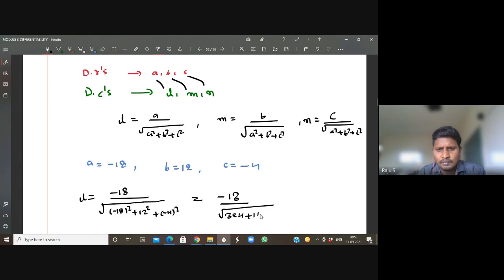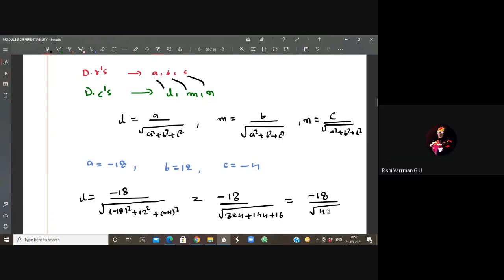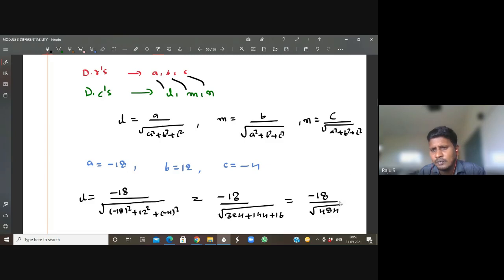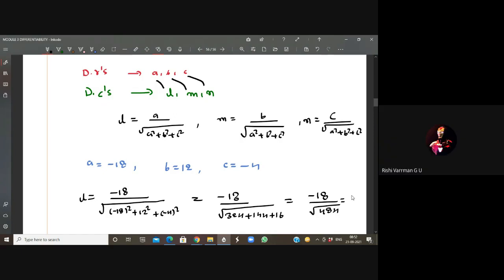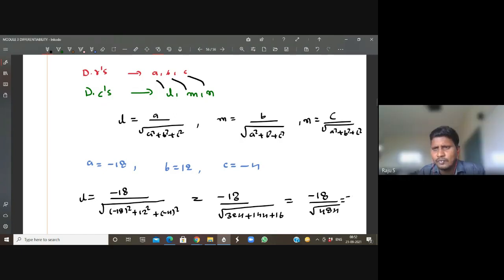324 plus 144 plus 16 is equal to how much? 160 plus 324 is 484. Root of 484 value? 22. So finally this is minus 18 by 22.